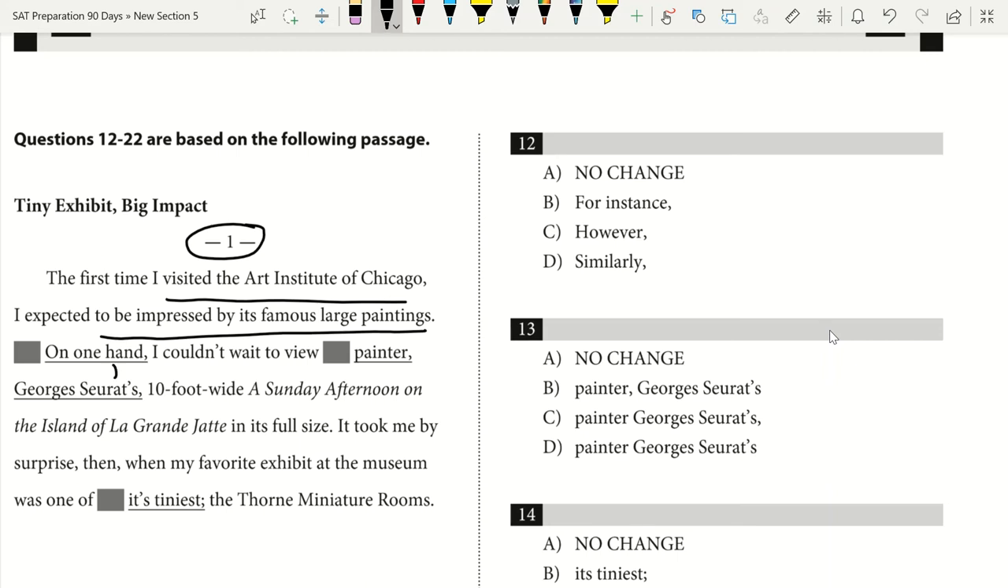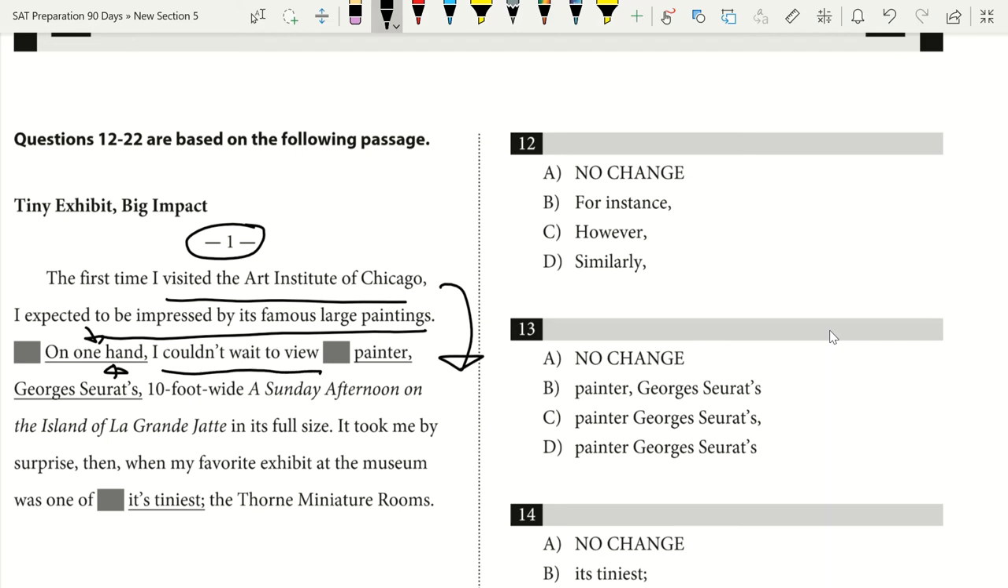Now I see I have a series of words followed by a comma, right? Anytime I see one, two, or three words followed by a comma at the beginning of a sentence, I know it's really having me try to link the previous sentence to the new sentence. So that's what I'll do. I've got to read on to find out what my new sentence is about. I couldn't wait to view.